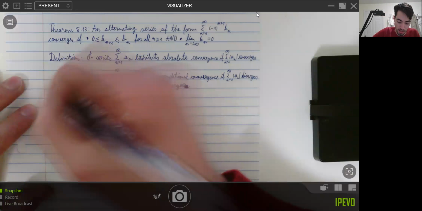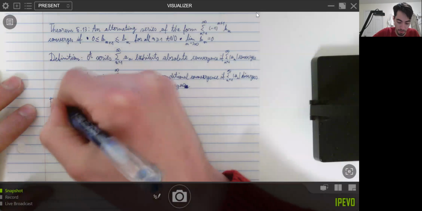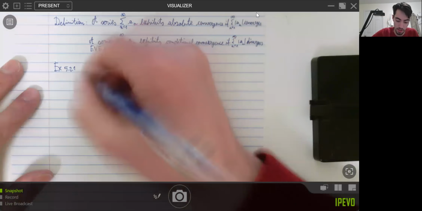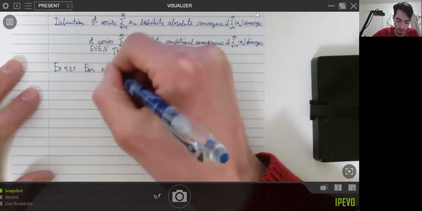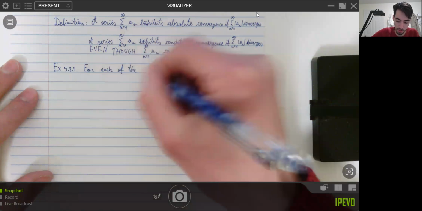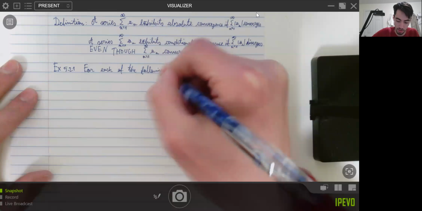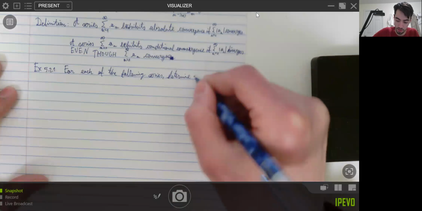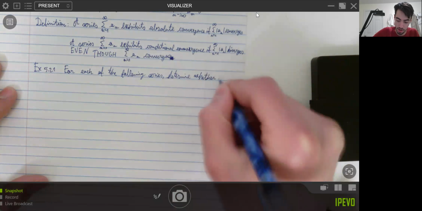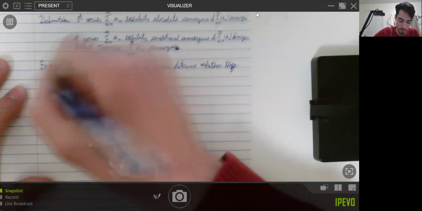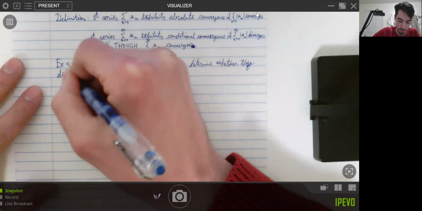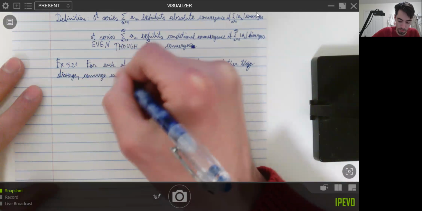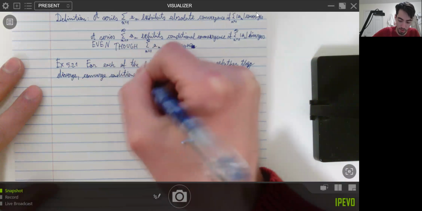This is exercise 5.21, I think. So, all right, this says for each of the following series, determine whether they diverge, converge conditionally, or converge absolutely.